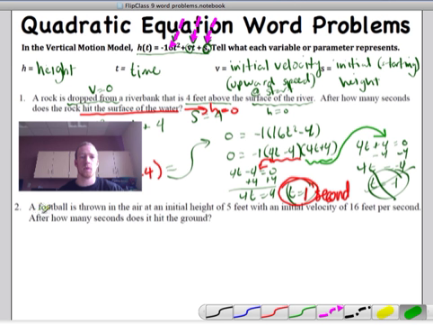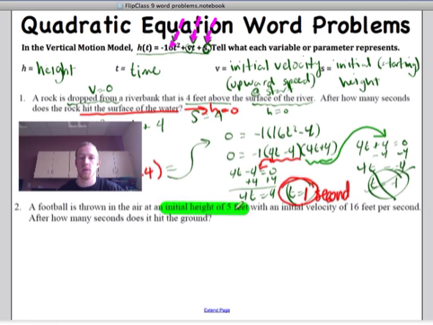Alright, so a football is thrown in the air at an initial height of 5 feet with an initial velocity of 16 feet per second. After how many seconds does it hit the ground? So what we're going to do is try to dissect this. We see an initial height of 5 feet and an initial velocity of 16 feet per second. So that initial height tells us that s is going to be 5 in our equation, and then our v is going to be 16.